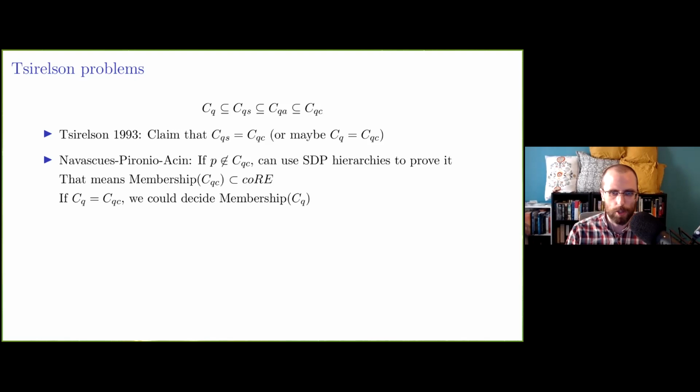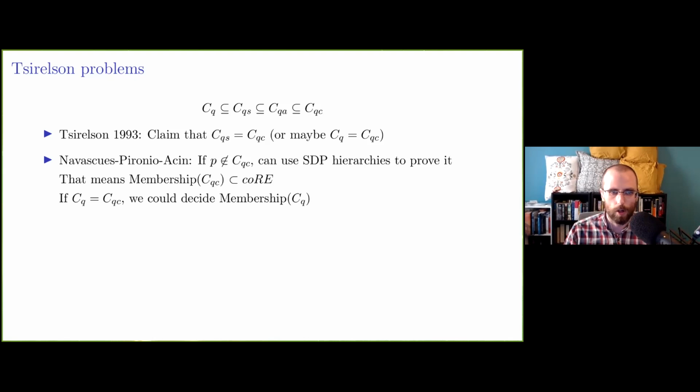But you have the same problem that you have for membership in CQ: there's no obvious way to know when to stop looking at the hierarchy if P is actually in CQC. So we get from that that membership in CQC is co-RE. And that means that if CQ was equal to CQC, if Tsirelson's stronger claim was correct, we could actually decide membership in these sets, because on one hand, we look for finite dimensional strategies to prove that our correlation is in the set, and on the other hand, we try to prove that it's not inside.